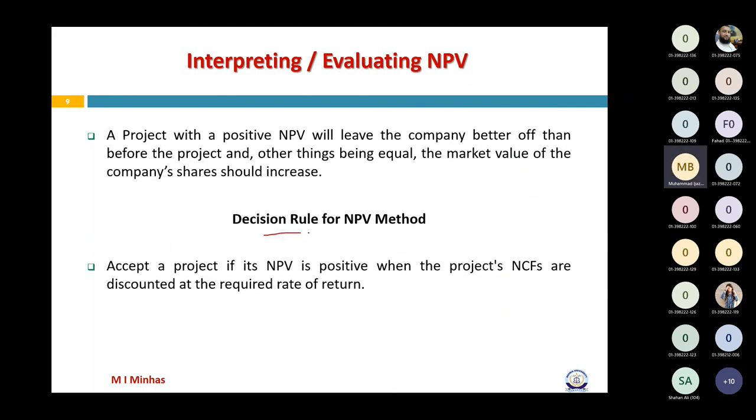what is the decision rule for net present value? It's very simple. If NPV is positive, accept that. If NPV is negative, reject that project. However, when NPV is zero, the answer is it depends. And I gave you three different scenarios in which you might actually accept a project which has a zero NPV. Is it clear?